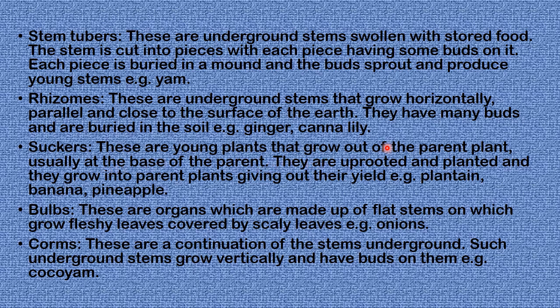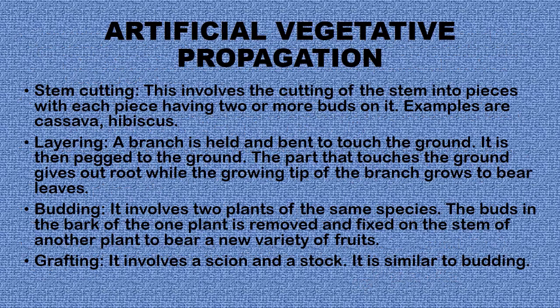Suckers are young plants that grow out of the parent plant, usually at the base of the parent. They are uprooted and planted, and they grow into parent plants, giving out their yield. An example is plantain. Other examples are banana and pineapple. Bulbs are organs which are made up of flat stems on which grow fleshy leaves covered by scaly leaves. Examples are onions. The last one here is the corms. These are a continuation of the stems underground. Such underground stems grow vertically and have buds on them. A typical example is the cocoyam.